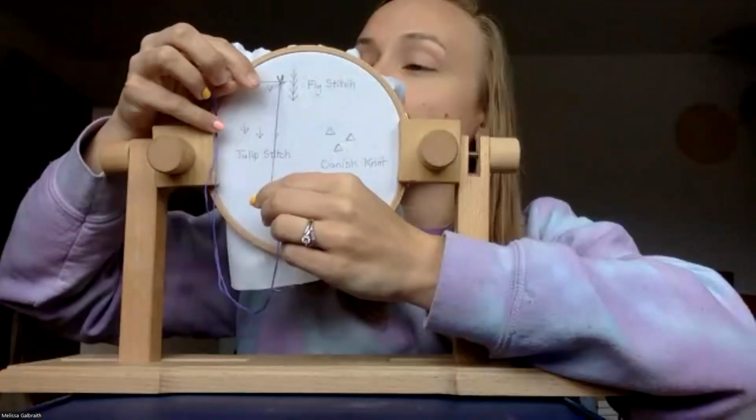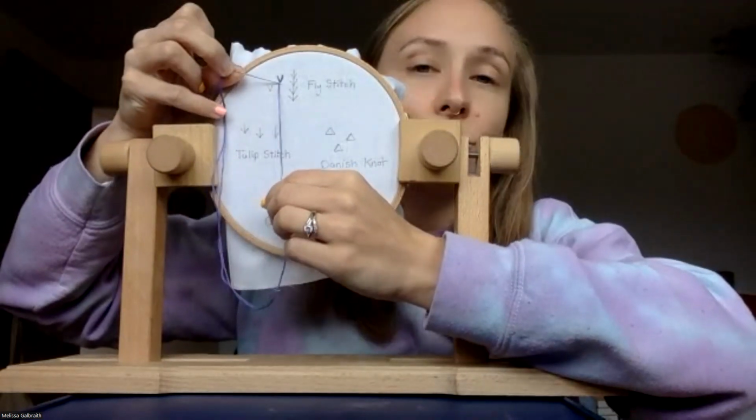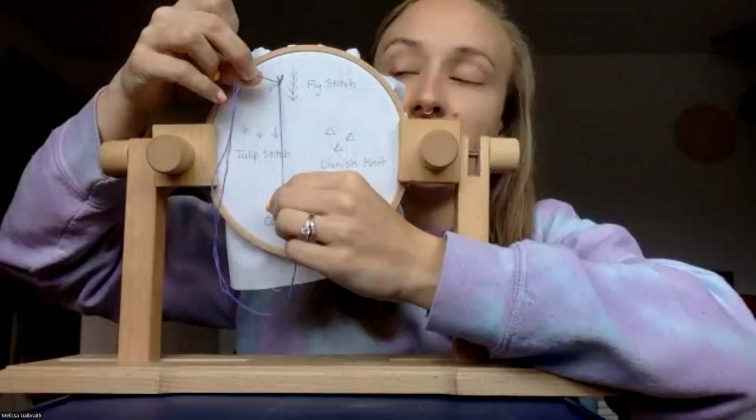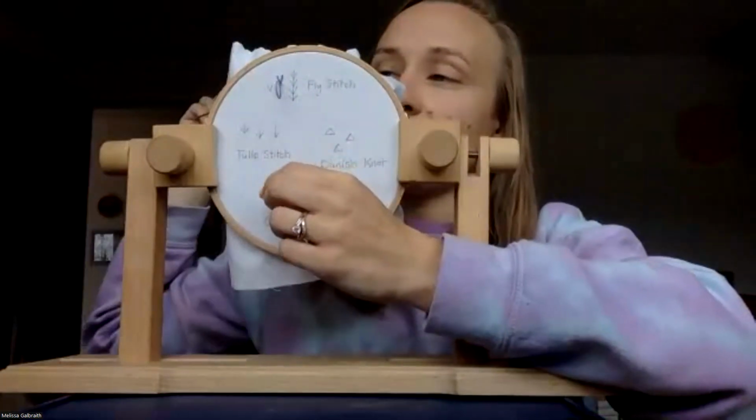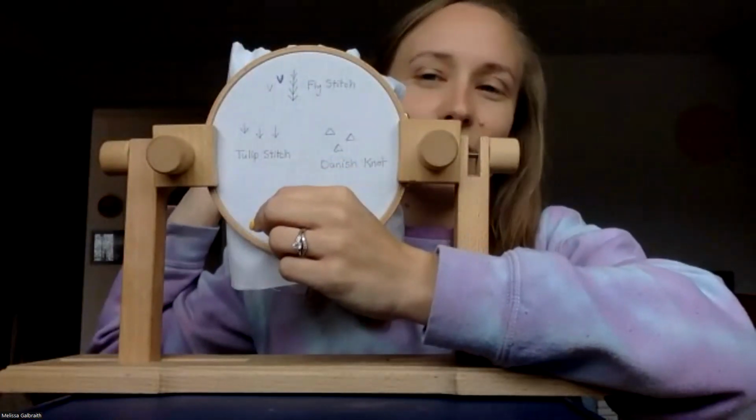And then we're just going to make a short little stitch right on the outer edge of that V there to hold it in place, like so.